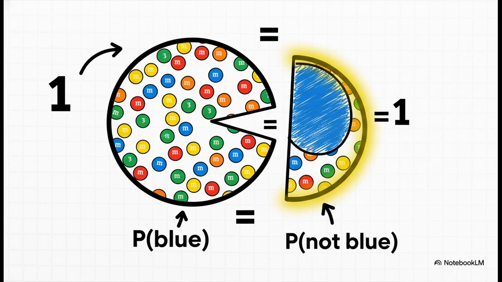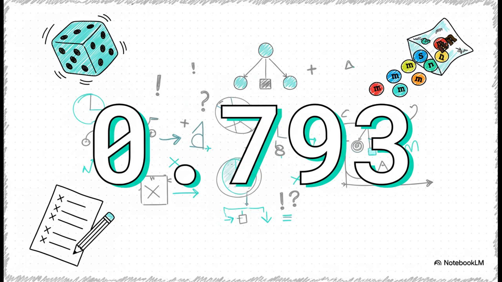And that is where our shortcut comes in. This is the complement rule in action. Instead of adding up 5 different numbers, we can see that the probability of not getting a blue M&M is simply 1 minus the probability that you do get one. All we have to do is subtract 0.207 from 1. And that gives us 0.793. So much faster than adding all those other numbers, right? It just shows you the power of having the right tool for the job.